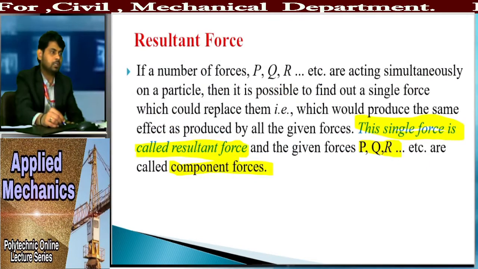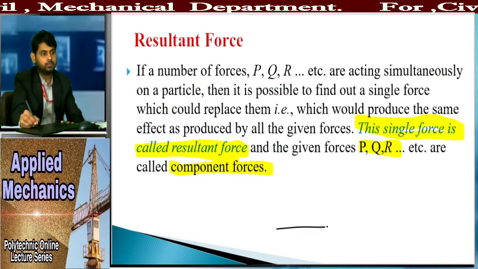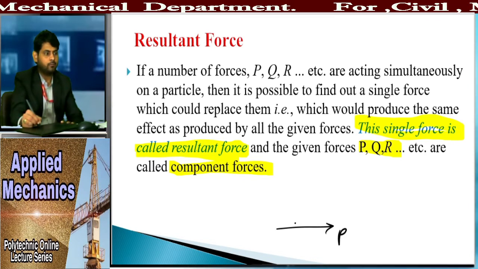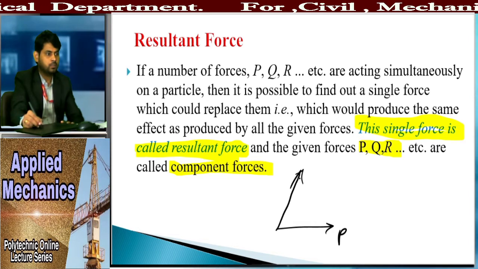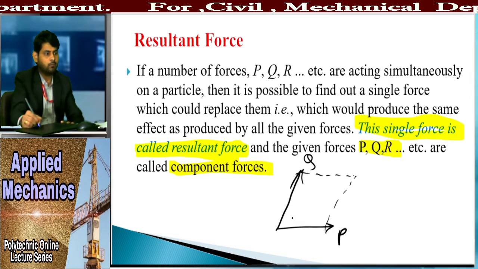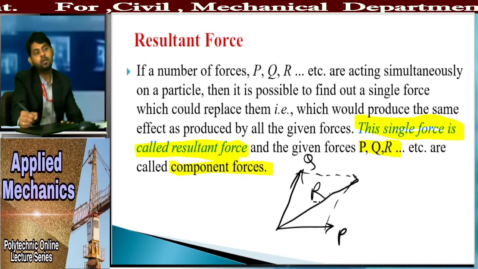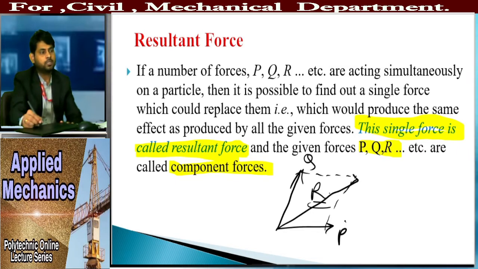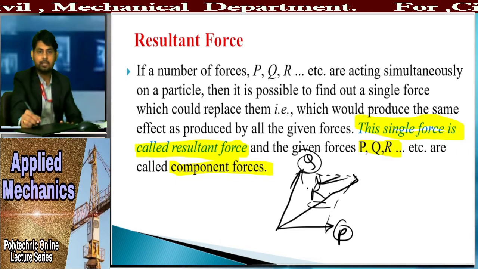So suppose we have two forces, the force P is here and the force Q is here, right? So we can replace these two forces with a single force like this. So this is your R, your resultant force. So these two forces are resolved into a single force. So this is nothing but the resultant of the forces.